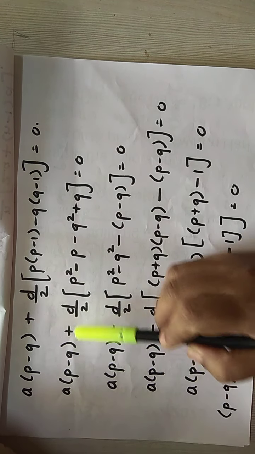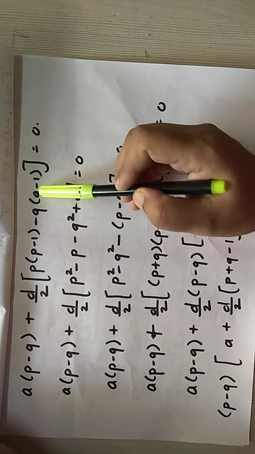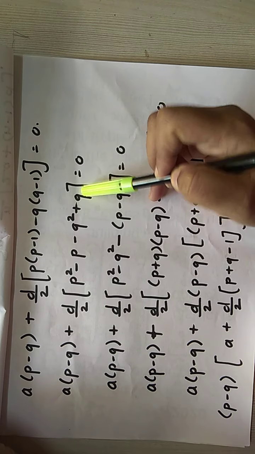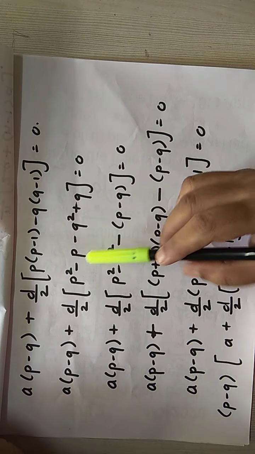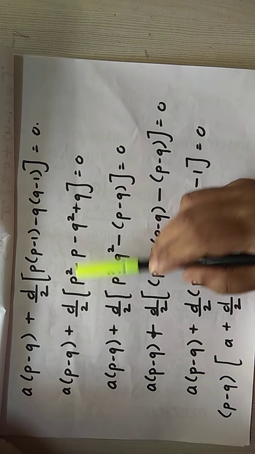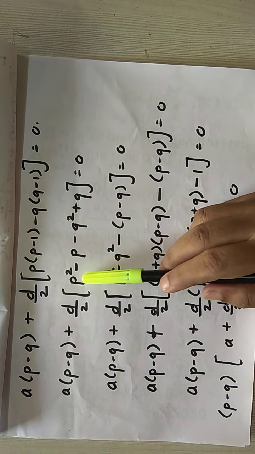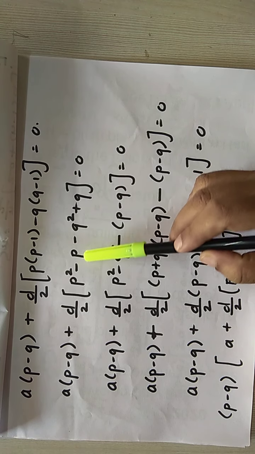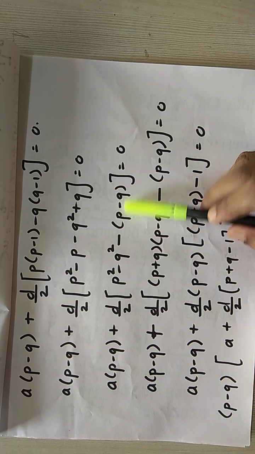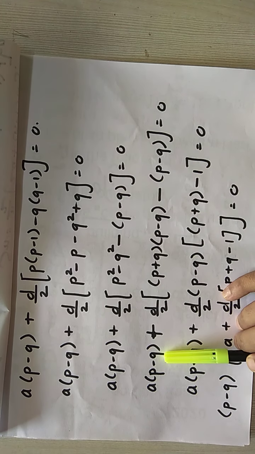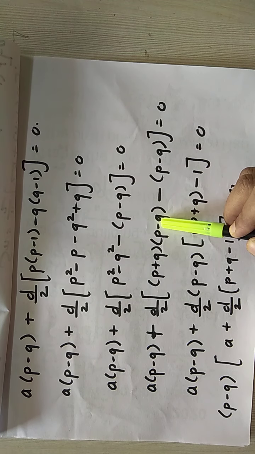Now a into p minus q plus d upon 2, let's multiply. p into p is p square, p into 1 is p, q into q is q square, minus q, equal to 0. Again a into p minus q as it is, d upon 2 as it is, p square minus q square, these two will come together and these two will be written together. So we have p square minus q square here, and the minus sign of p will go out, so inside the bracket it will become p minus q.